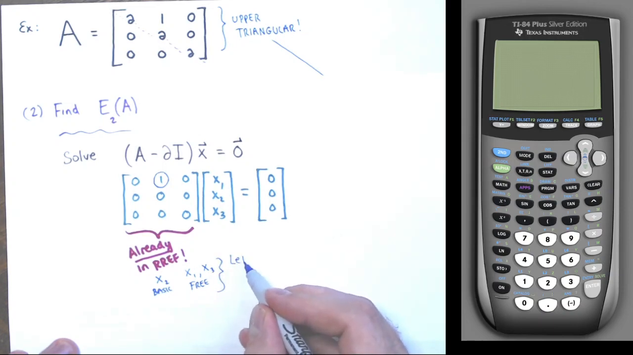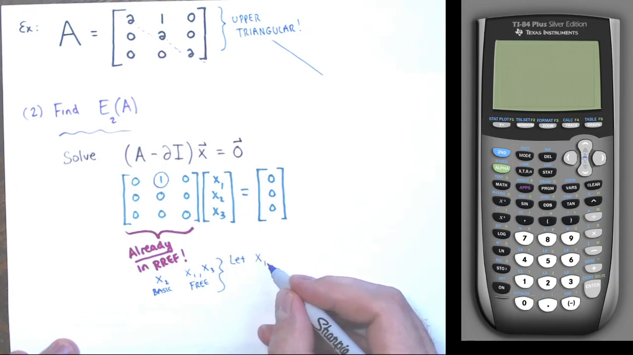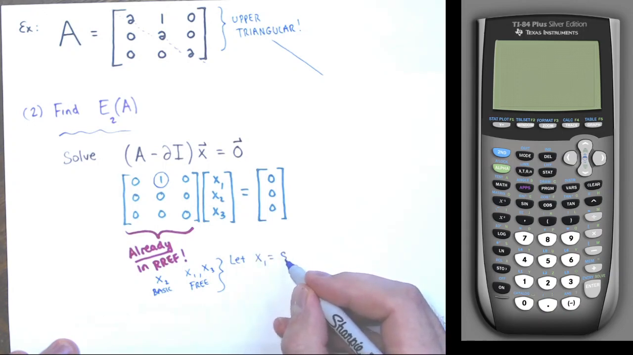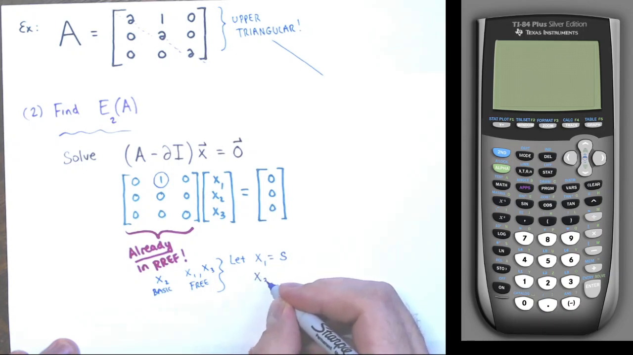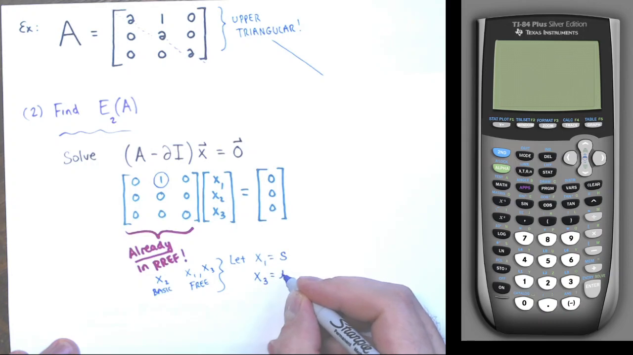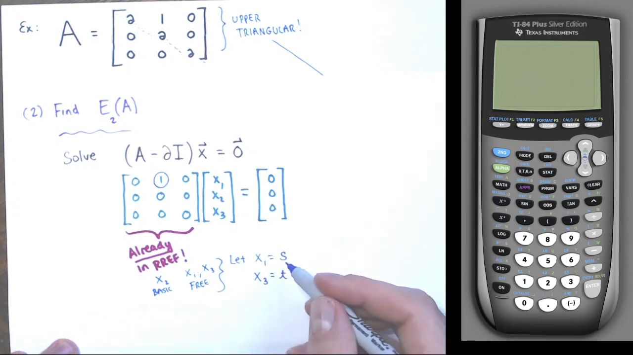So since there are 2 of them, I need 2 different expressions. I'm going to replace x1 with the letter s, where s is any real number. And I'm going to have x3 be t, where t is any real number. Just make sure they're different expressions, because they are different variables.